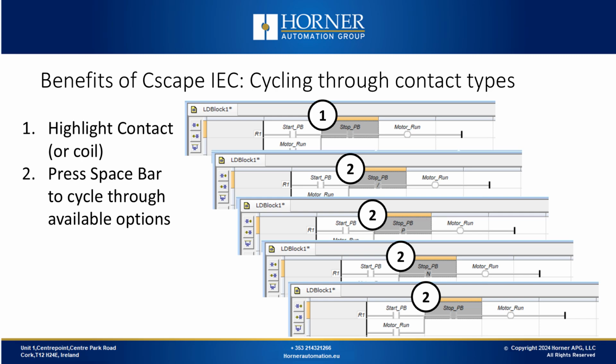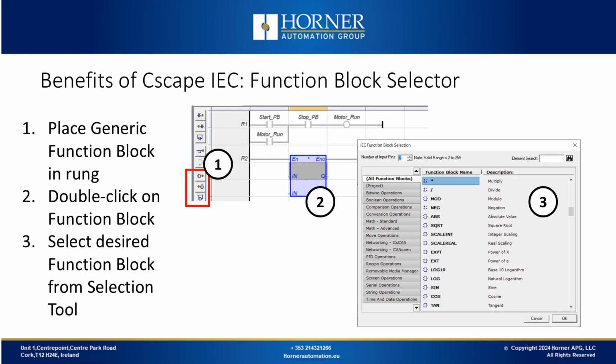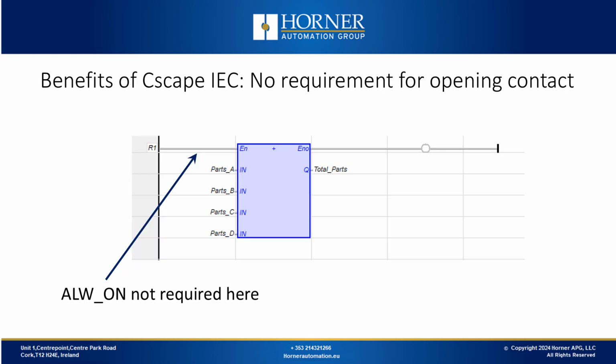With Cscape 10's IEC editor, you can easily cycle through contact types or coils by highlighting a contact with your mouse and pressing the spacebar. Instead of selecting a function block from the project toolbox, you can also choose to place an empty block into your ladder and double-click on it to configure it. This method allows you more space on your screen. With Cscape 10's IEC editor, you are not required to place an opening contact when creating your function blocks.